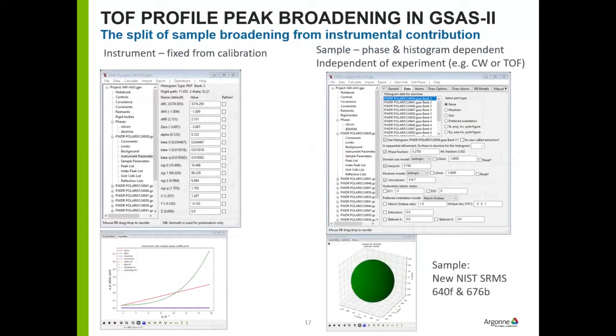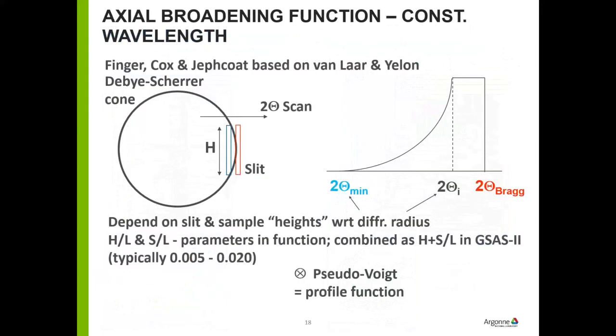Okay. And the corresponding page is in GSAS-II, a little bit more complicated, but it's the same idea. We have instrument parameters on this side and sample parameters on that side. They're split. Okay, axial divergence.